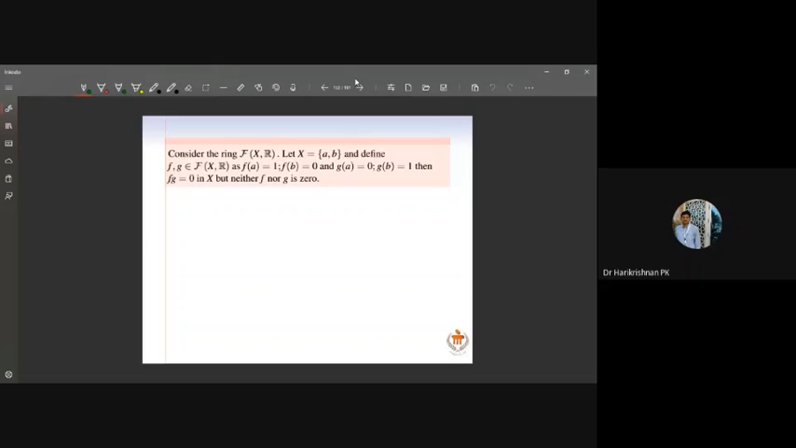So here you can see an example. Consider a ring F of X, R. This is an example we have seen. You take a set X, X is equal to the set {a, b}. Define two mappings f and g from X to R. You remember that this X is a two element set. I am taking f(a) equal to 1 and f(b) equal to 0, and g(a) equal to 0 and g(b) equal to 1. Then you can see that fg equal to 0 in F(X, R), but neither f nor g is 0.